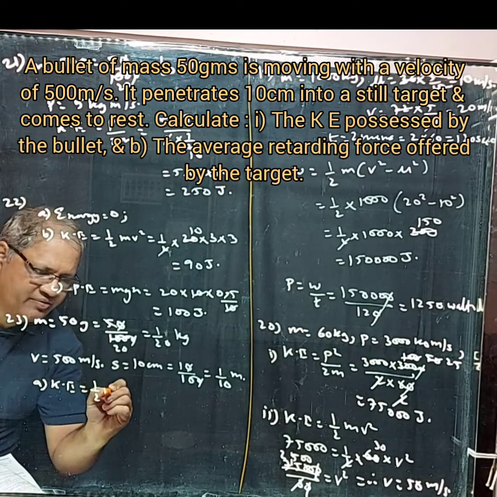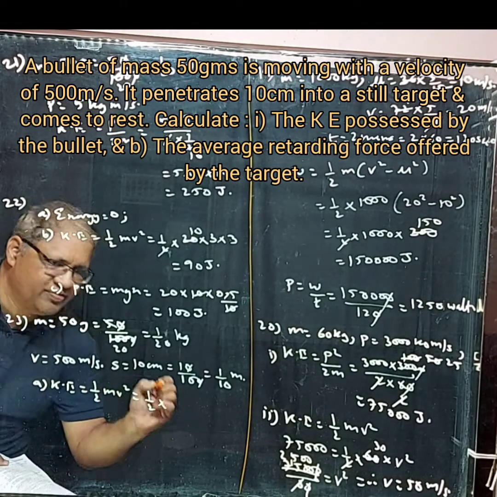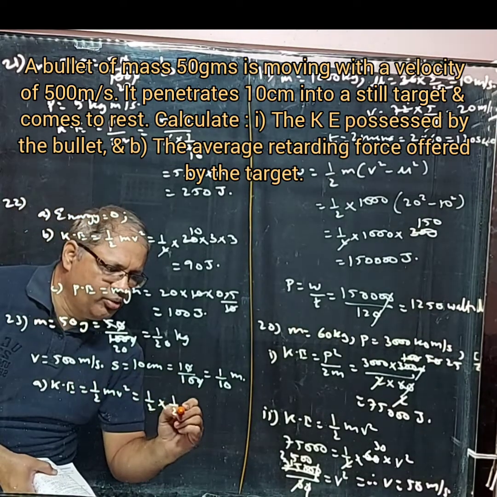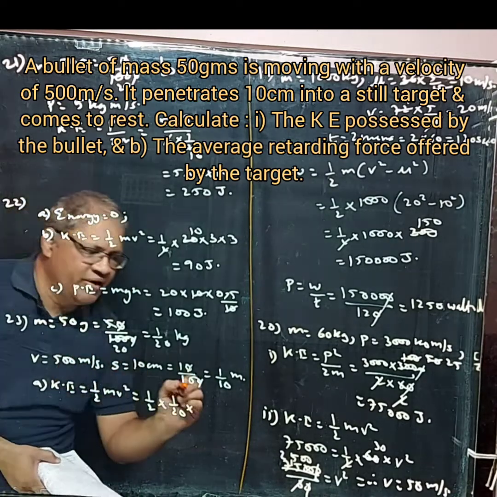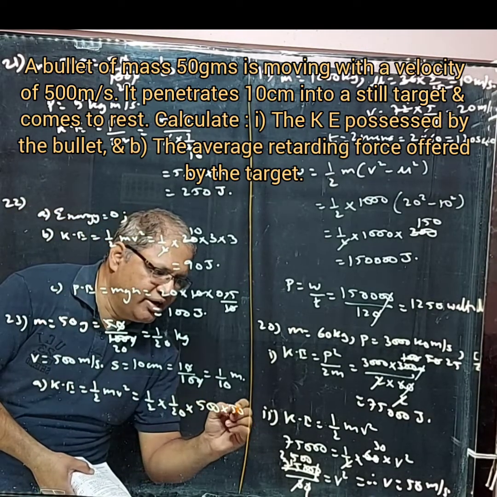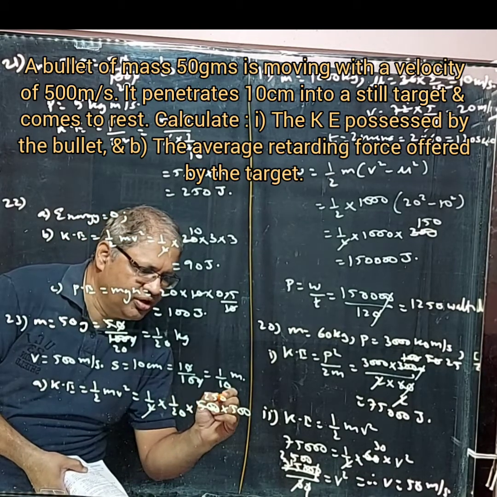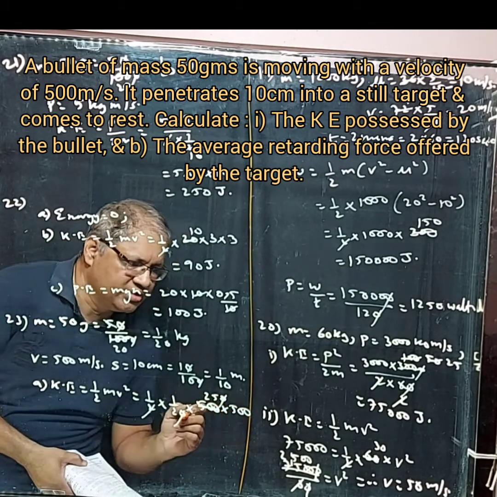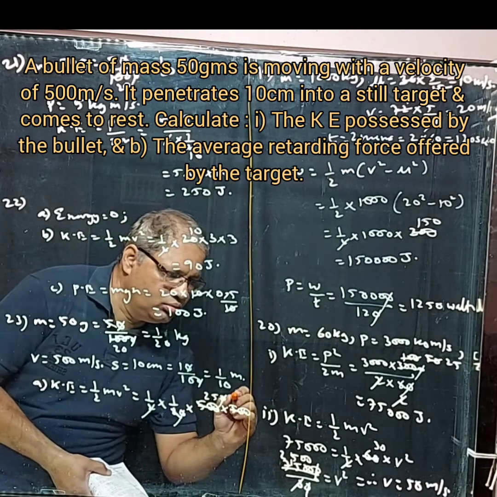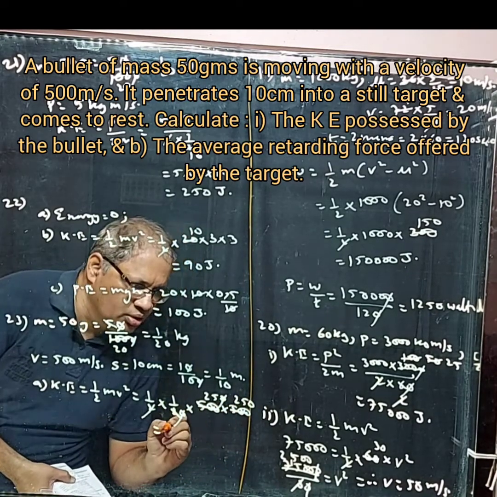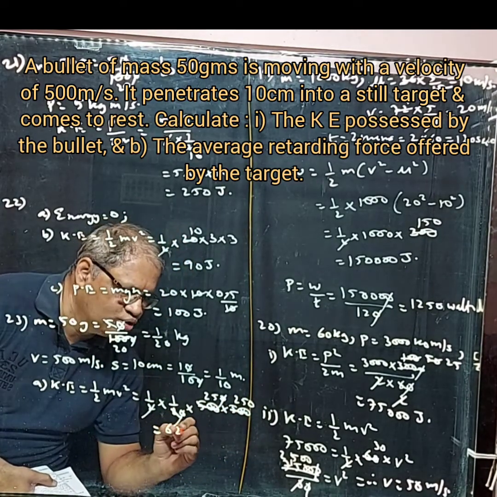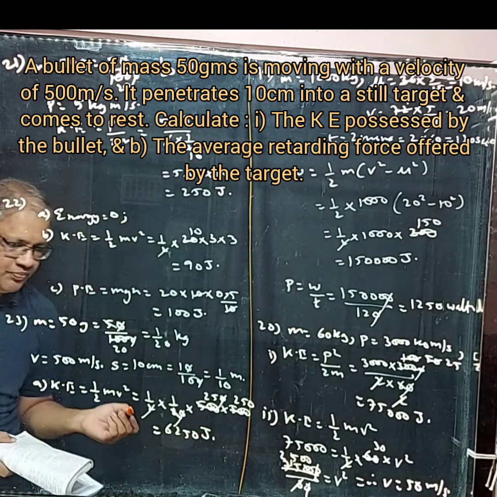Kinetic energy is half mv square. So half, mass is 1 by 20. Velocity is 500 into 500 because it's v square. So 250, 1010 get cancelled. Then 250. 25 into 25, 6250 joules.